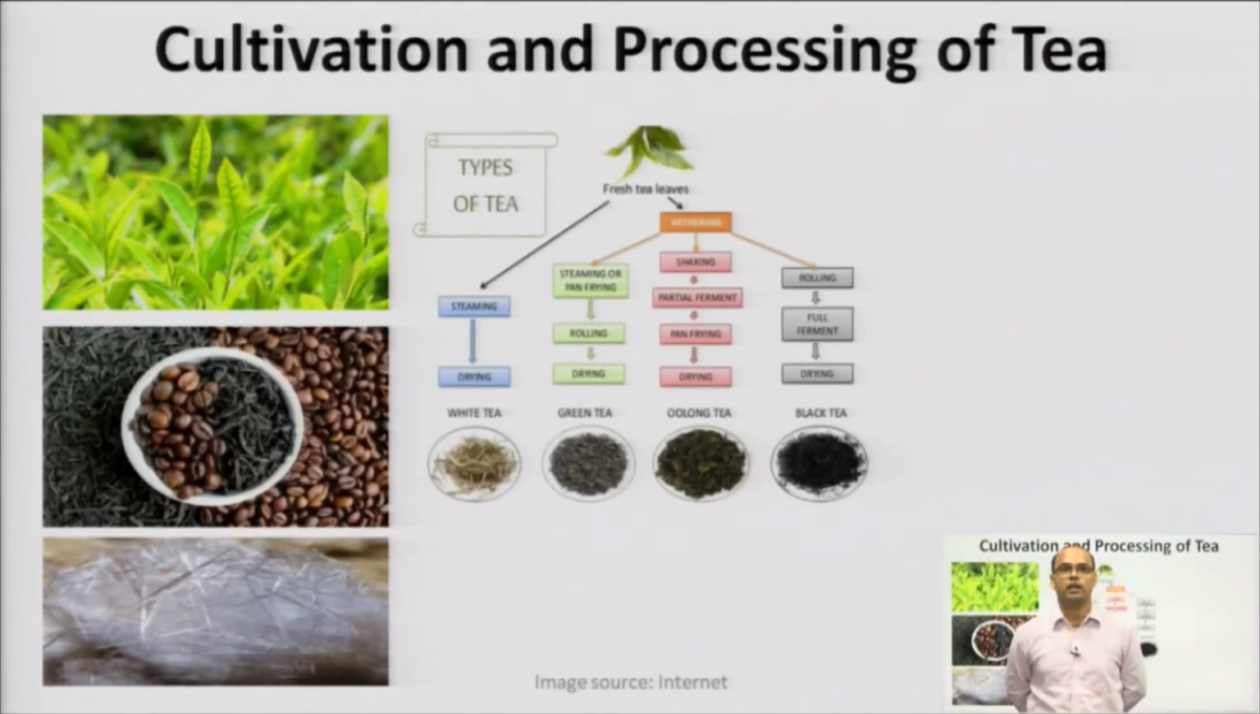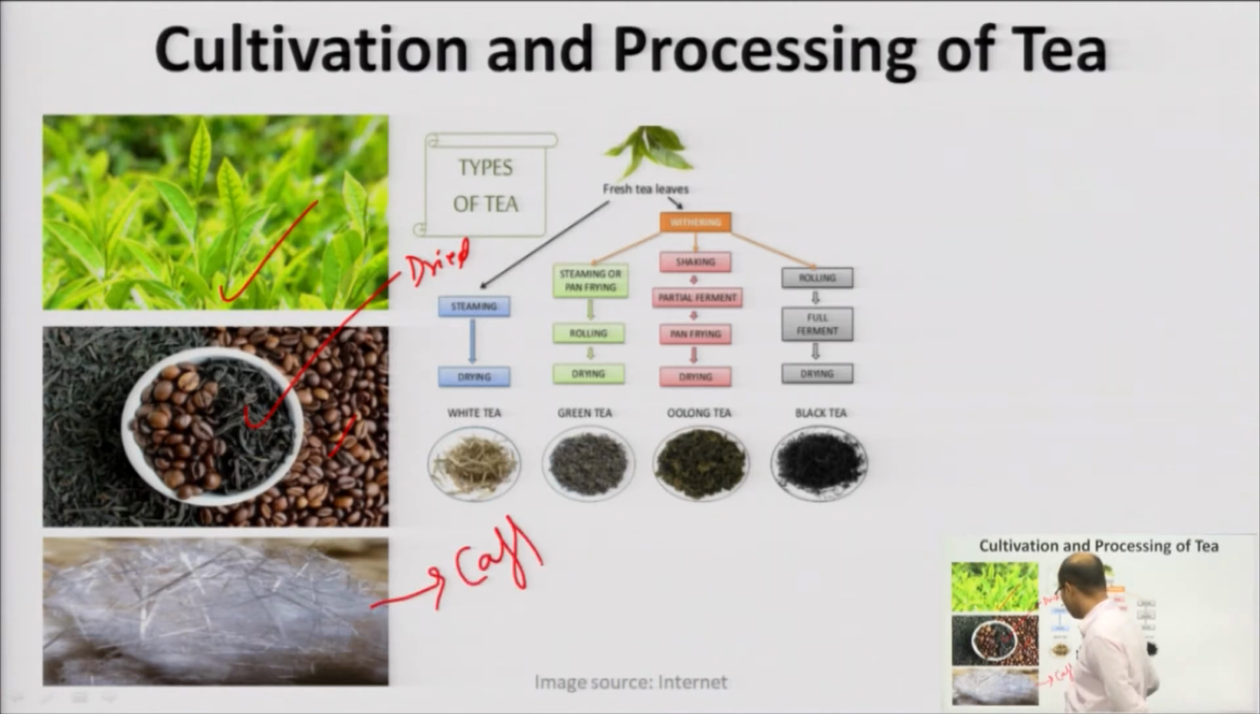If we move on to the cultivation process and processing of tea, you can see there are tea leaves. These are the fresh tea leaves from which we isolate caffeine. These are the dried tea leaves, and these are the coffee beans, and this is the structure of caffeine. These are caffeine needles, or the needle like powder of your caffeine.